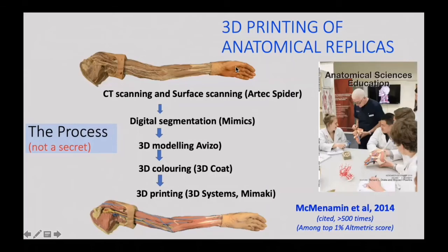So what we do is we take a prosection or a prepared dissection, we CT scan it or surface scan it using an Artec Spider scanner. We sometimes digitally segment out the elements within that specimen, like the bones and nerves and muscles and so on. We use software called Avizo for modeling. And then we use a thing called 3D Coat to color the constituents in standard colours like muscles brown, nerves yellow, veins blue, etc. And these are the printers that we use, but I can come back to that. If anyone's interested in the technical things, I can come back to that in more detail.